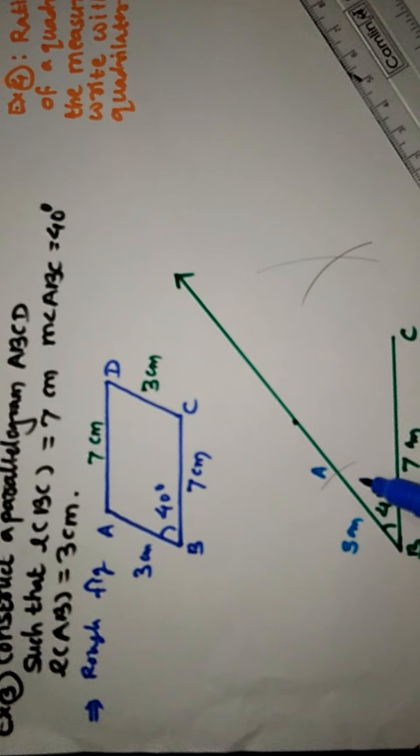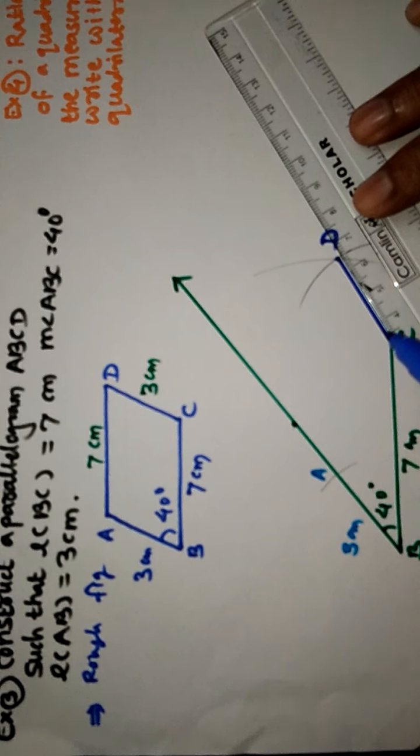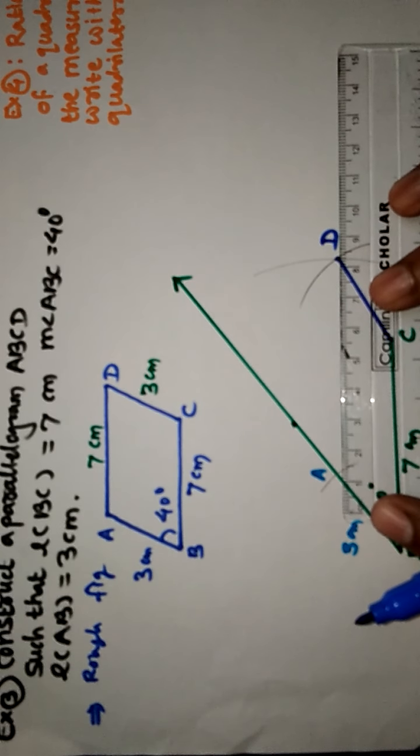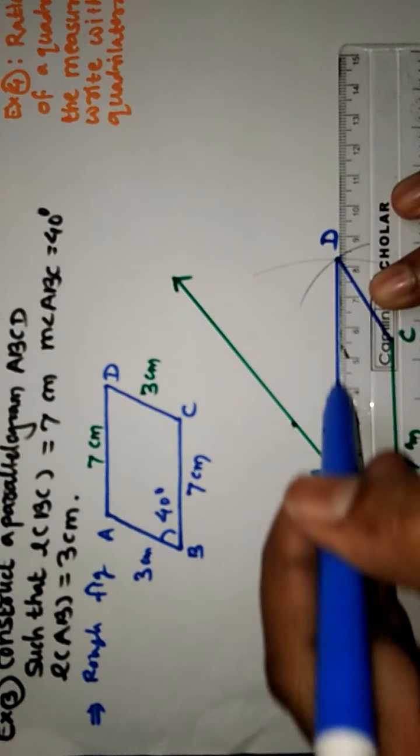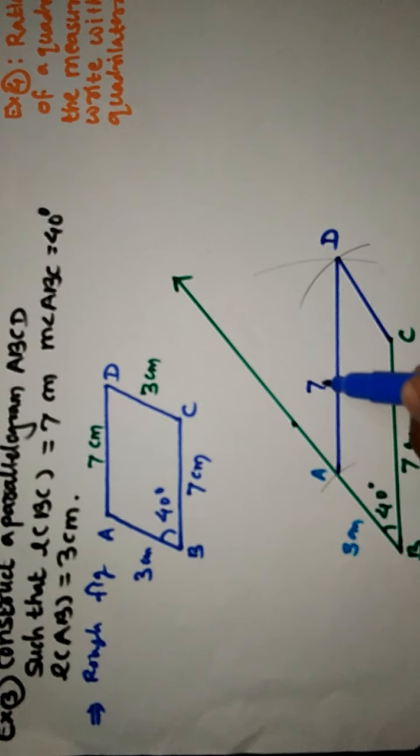Where it intersects, that point is D. Join points C and D, and A and D. And write all the information: 3 centimeters, 7 centimeters. This is our parallelogram ABCD.